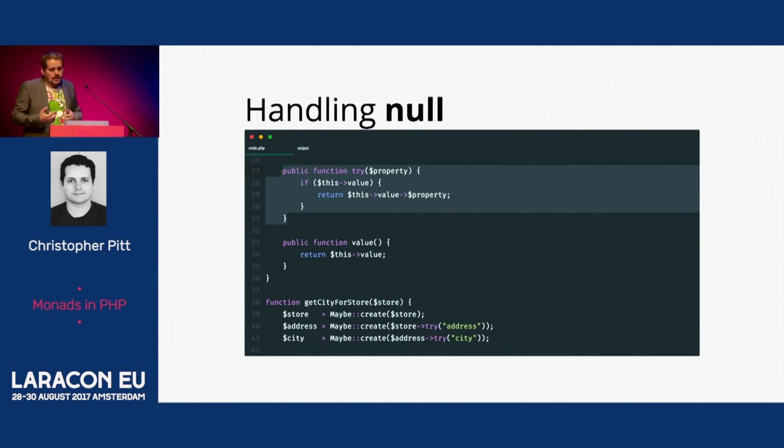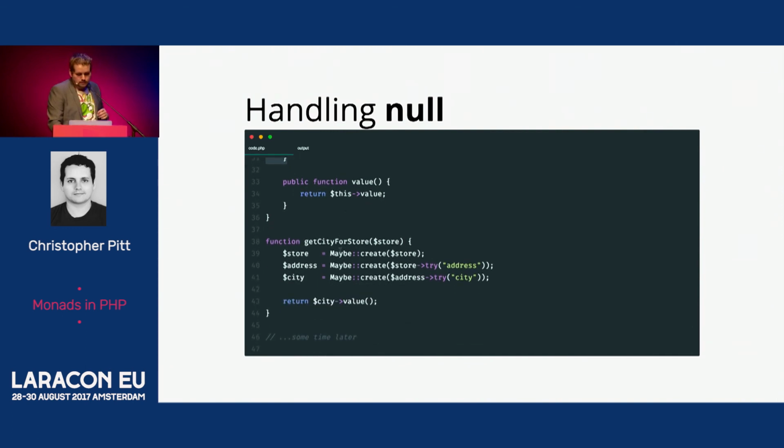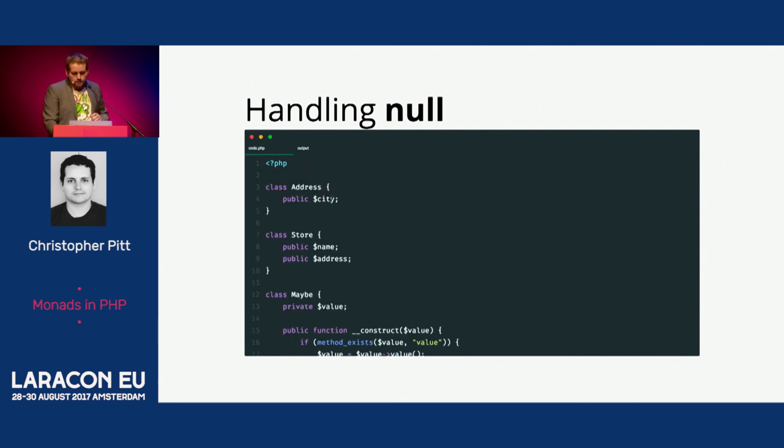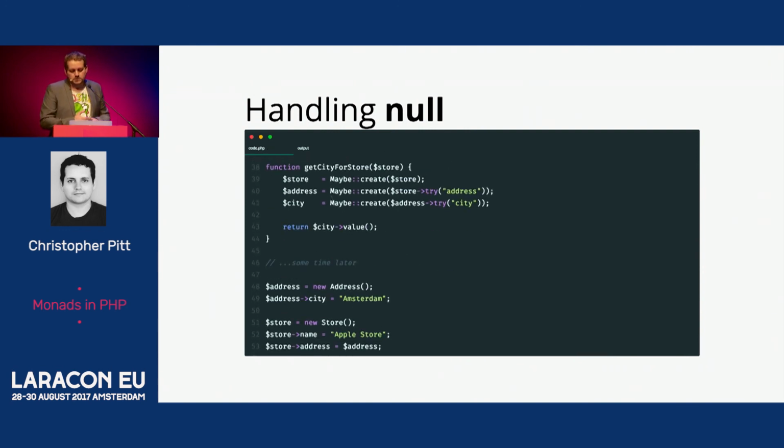Maybe, or optional, creates a way for us to implicitly null check, which is what this code should be trying to do. And so we can change our getCityForStore method to start using this, where we wrap store as a maybe, and then we try to get the address and wrap the result of that as a maybe. We try to get the city and wrap the result of that as a maybe. And so at the end, what we should have is a null. We shouldn't have an exception in the case where we haven't assigned an address. So it still functionally works the same. It just might not throw exceptions so much.